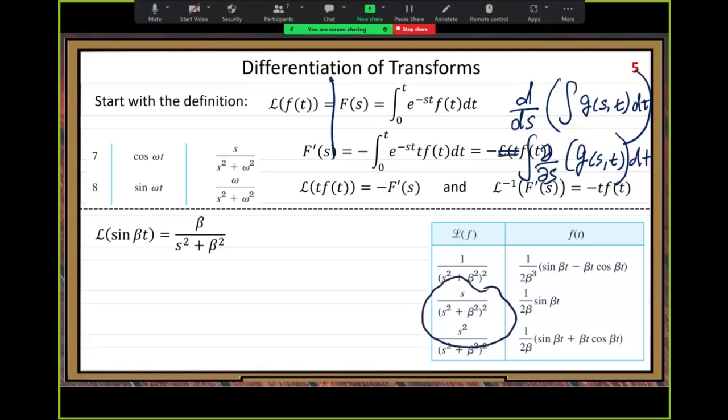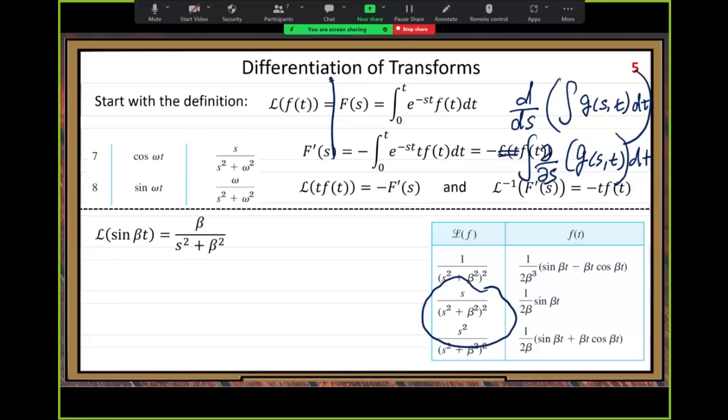How to calculate the inverse Laplace transform of the middle one? The denominator has a square. To do that, let's start with this basic formula. We replace omega by beta. The Laplace transform of sine beta t equals beta over s squared plus beta squared. That's the basic formula.